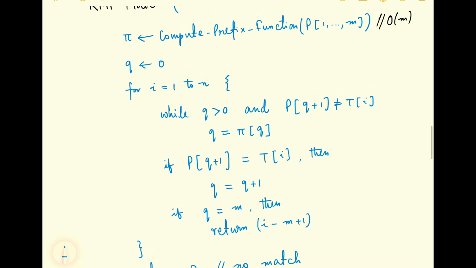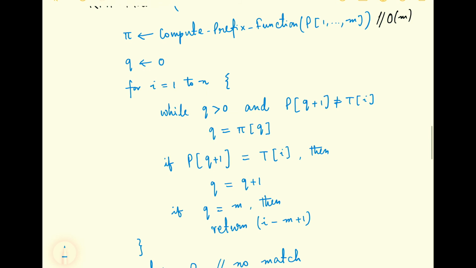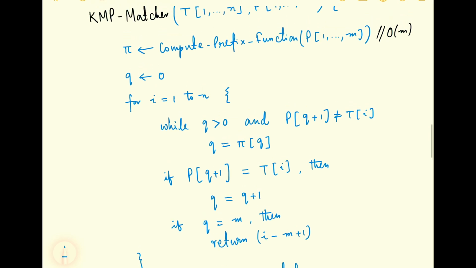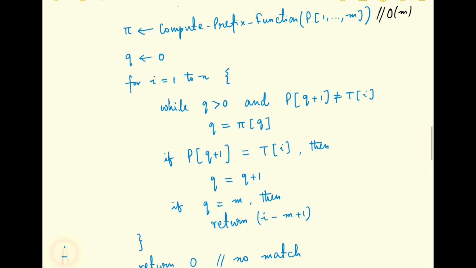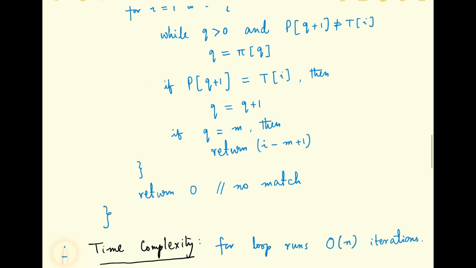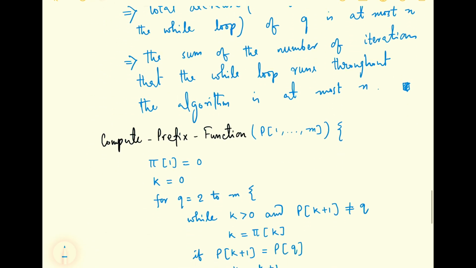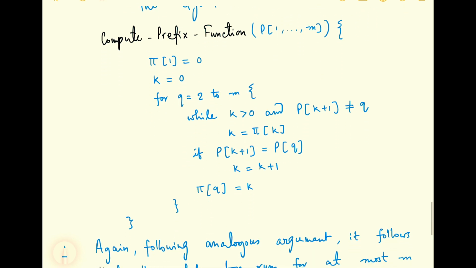Now let's see the compute prefix function algorithm, and it is exactly the same algorithm as the KMP matcher. It is like simply matching p with itself. Using the same argument you can show that it takes order m time. So let's just see the algorithm. It initializes pi 1 to 0 and k equal to 0. k is the length of the longest prefix that has been matched yet.